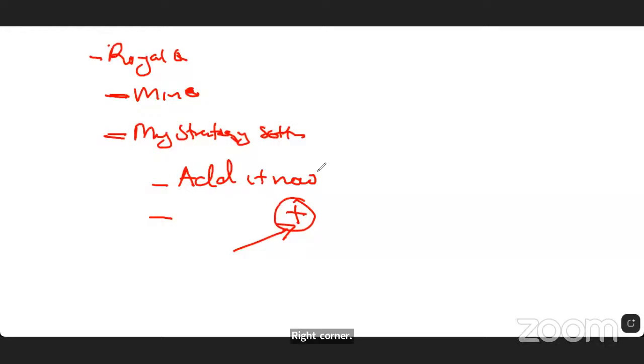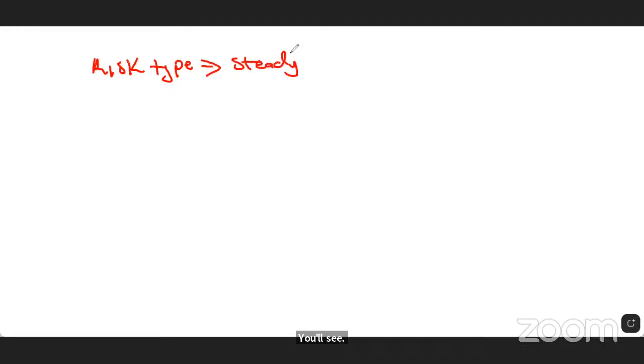Now let's understand what parameter means. When you open your settings, you'll see the word risk type. It is the first one in the corner. What does this mean? You'll see it has steady, it has conservative, and it has radical.